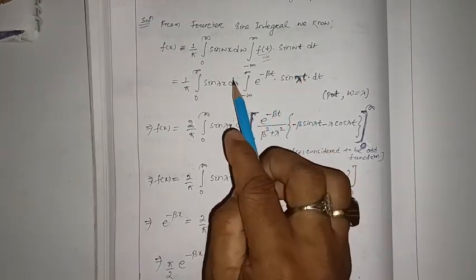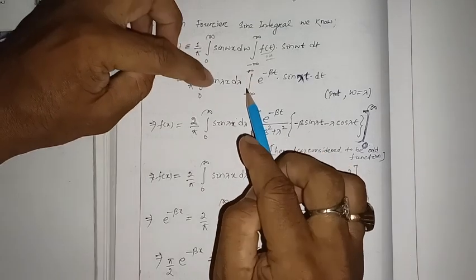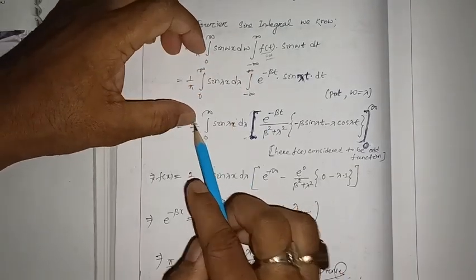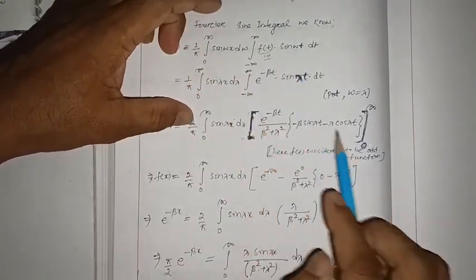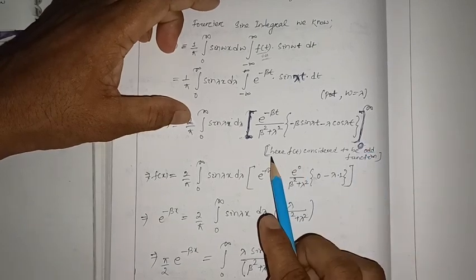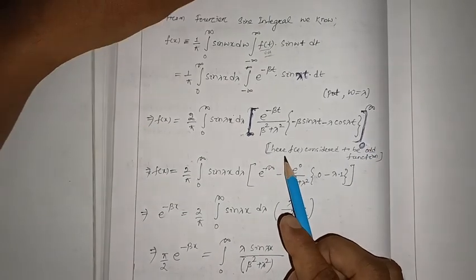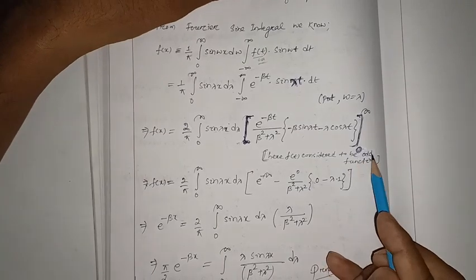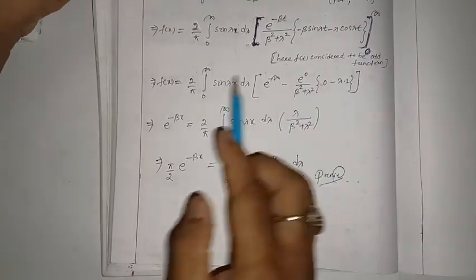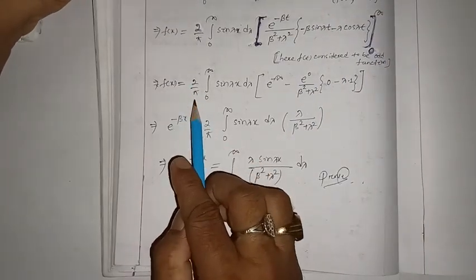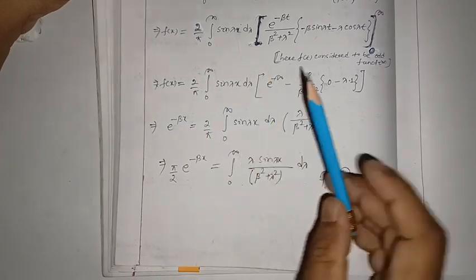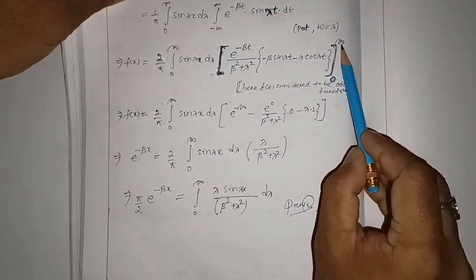So this integral can be written as 2 into 0 to infinity, with the 2 taken outside, and the limit is 0 to infinity. Here I have written that f of t is considered to be an odd function. F of x implies 2 by pi, 0 to infinity, sine lambda x d lambda. Here we have to put the limit infinity.